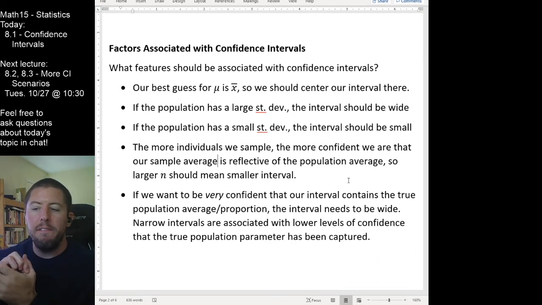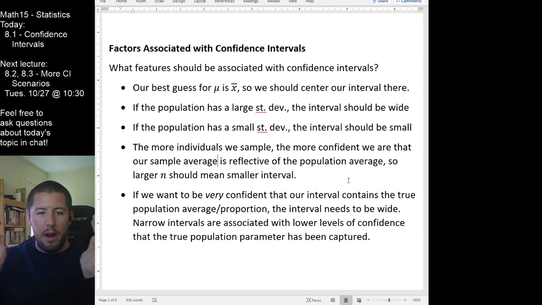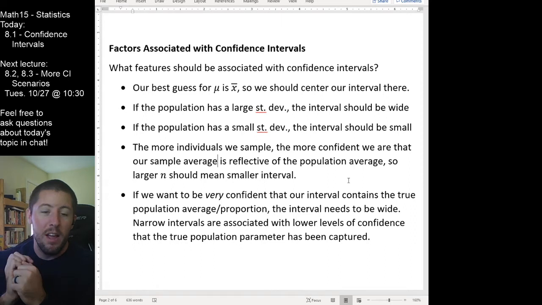Finally, if we want to be very confident that our interval contains the true population average or proportion, then the interval needs to be wide. And this, by the way, sounds counterintuitive the first time you hear it, so talk through this one with me. If you want to guess where a number lives, and you want to be really sure that your interval of guesses captures that value, then you want your interval to be very wide. Unfortunately, wide intervals don't give us lots of information, right? Because that's, again, like me saying, oh, a true average adult male height is between 5 feet and 7 feet tall. That's a very wide interval, and it provides us relatively little information, right? That didn't pin it down very much at all.